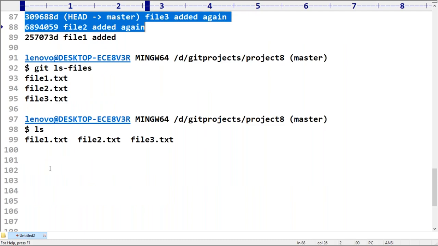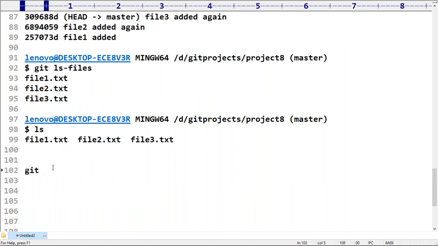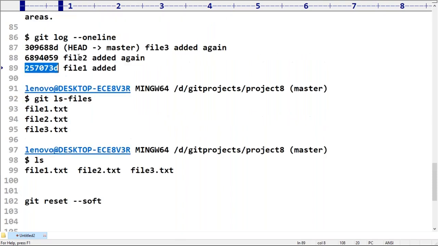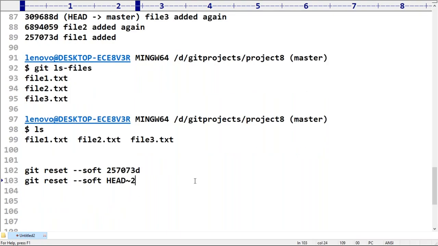Please guide, what is the command we require to use? git reset --soft. I want this one to become HEAD. Let me take this one, or otherwise HEAD~2. Like we can do HEAD~2.